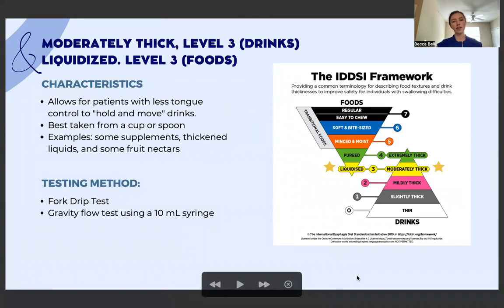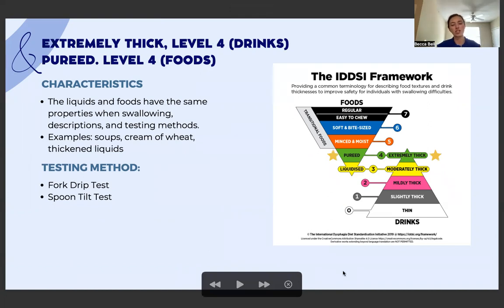Next, we move into moderately thick level 3 drinks and liquidized level 3 foods. This level allows patients with less tongue control to hold and move drinks longer in their mouth since it is an appropriate thickness, and it is best taken from a cup or spoon. Some examples are supplements, thickened liquids, and fruit nectars as well. The gravity flow test can be used for this level 3, and the fork drip test can be used as well, and I'll explain that shortly.